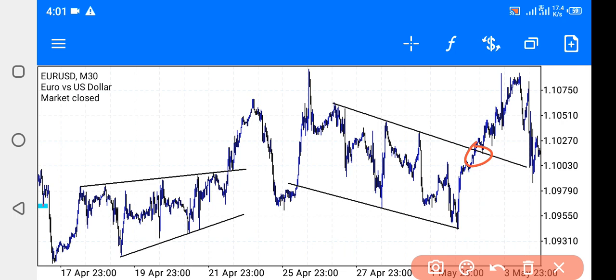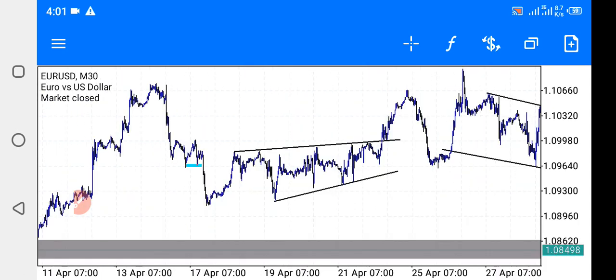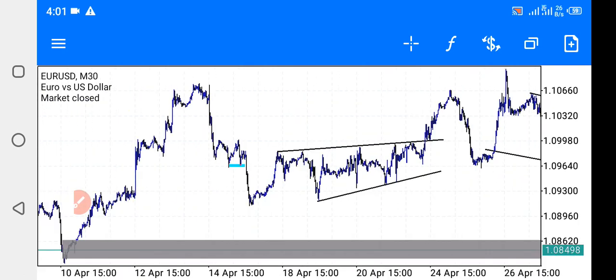Just gather up your confirmation or confluence before jumping into the trade, because a lot of hungry traders will just jump in here for the sake of trading. They'll just jump in there and then the market will stop them out, and then they'll say trading is a scam, or another day is going to be better. This trade is a better trade, but you don't actually understand why you lost that trade.